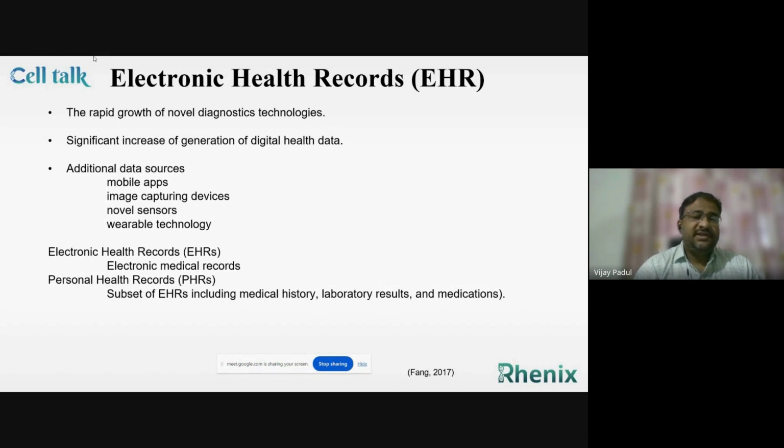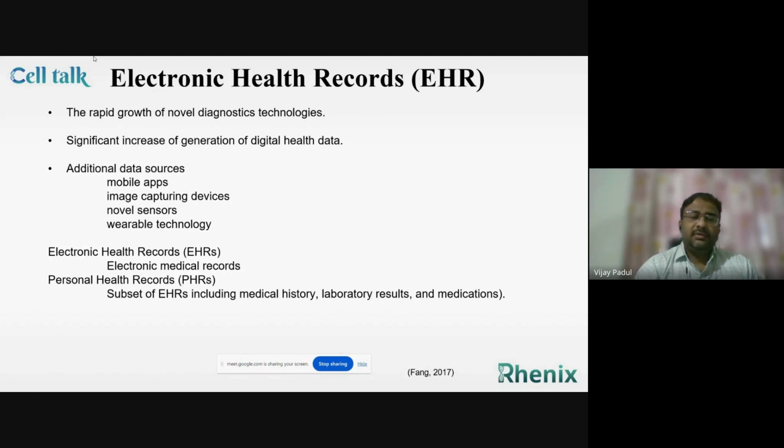Then there are additional data sources that are coming up. There are different health mobile apps which will create different data for the individual. Then image capturing devices and camera devices are there. Then novel sensors are there. Wearable technology is there. So an individual can create a lot of different complex data points which can be part of the electronic health records of the individual, so that the individual's life can be mapped, and which can form a source for analysis and also a source for suggesting some interventions to that individual.